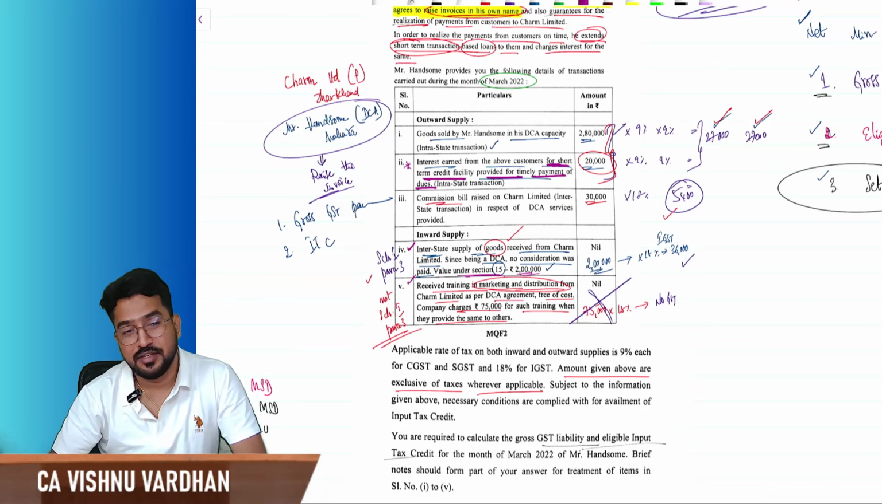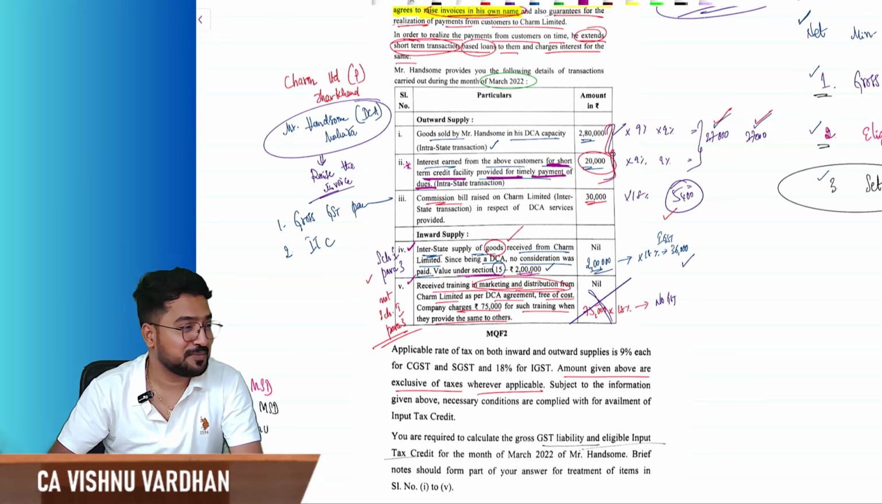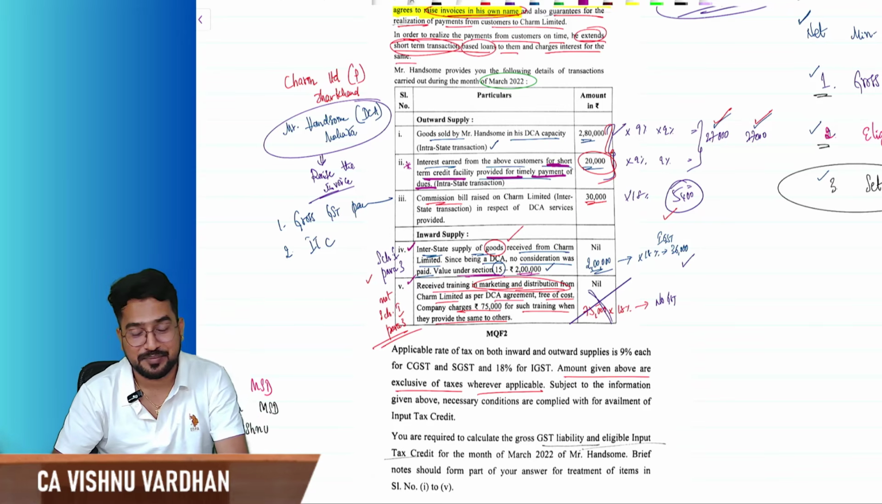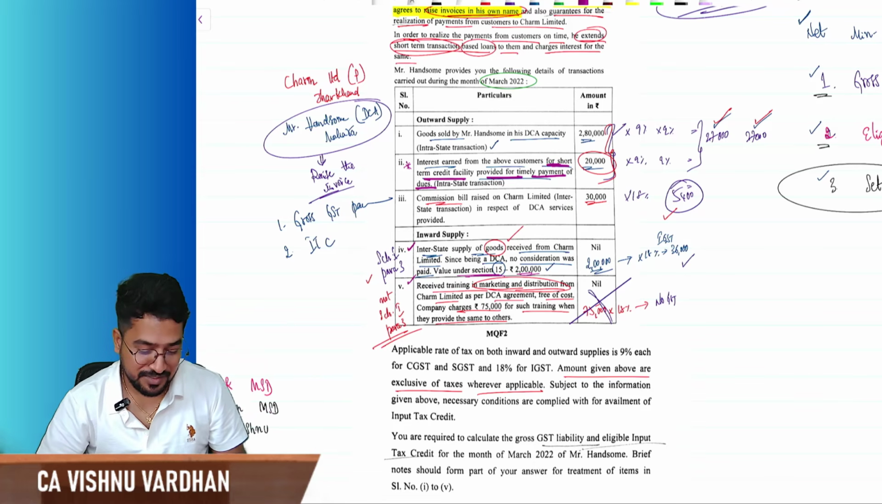I forgot my calculator for the CA final direct tax exam. I was begging in the exam hall, calculator, calculator, calculator. Fine, leave it. So coming to the point.